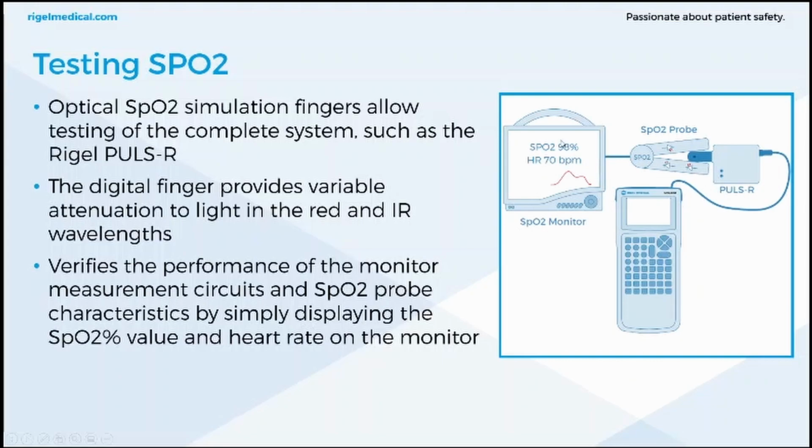This is more favourable than going direct to the monitor because it verifies the performance of the monitor as well as the SpO2 probe and its connection cables. The digital finger provides variable attenuation to light in the red and infrared wavelengths. It verifies the performance of the monitor measurement circuits and SpO2 characteristics by simply displaying the SpO2 percentage value and the heart rate on the monitor.